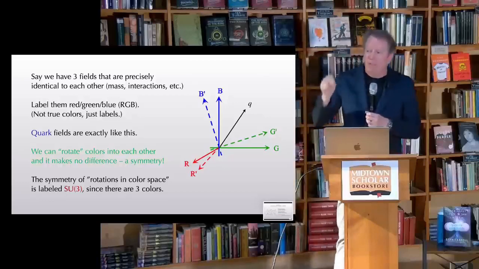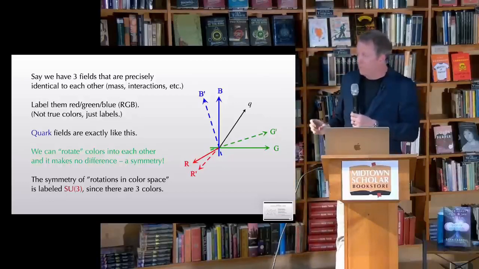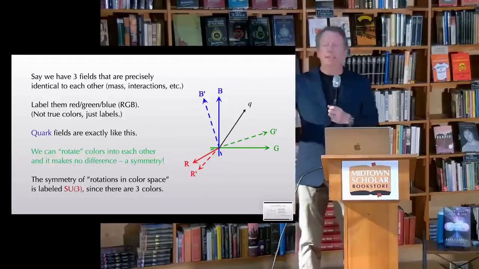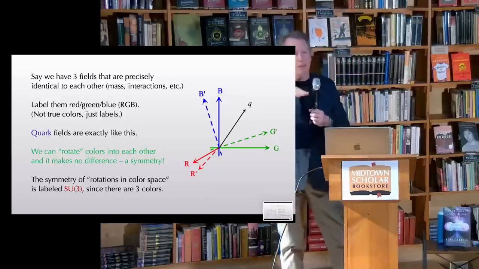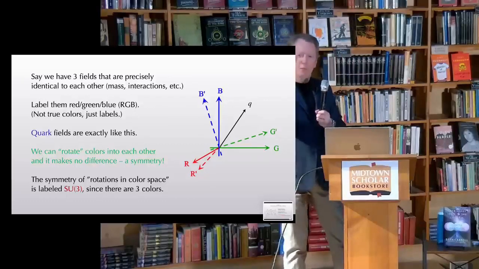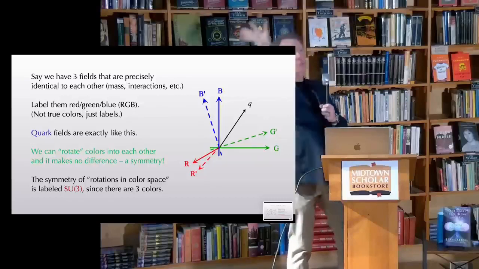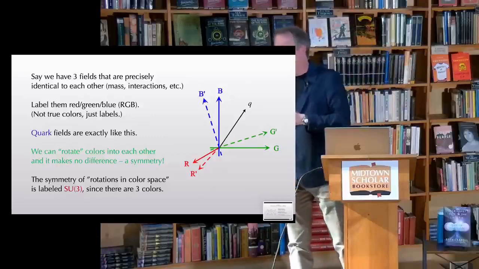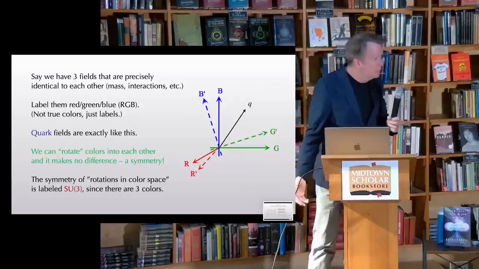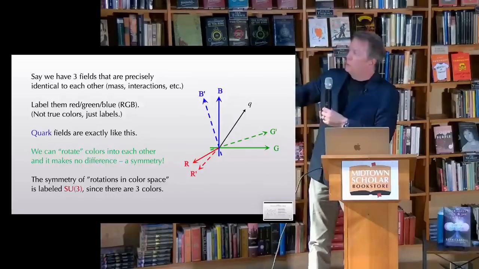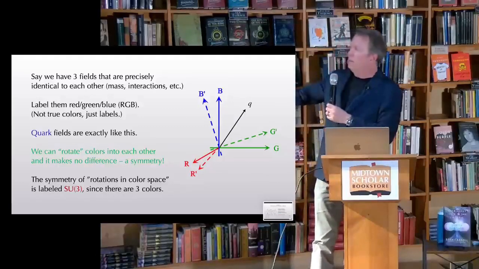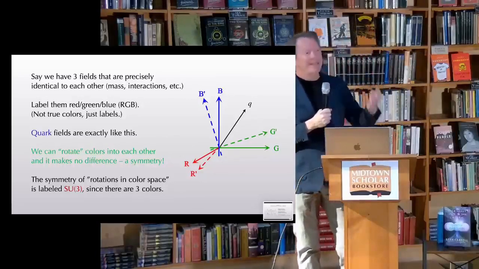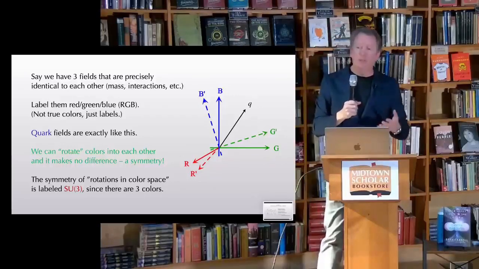Remember, a symmetry is something we can do that doesn't change anything. So, rotating our red, green, and blue axes in color space. This is not real physical space. This is not up, down, left, right, forward, backward. At every point, there are 3 fields, and we're rotating them into each other, not into directions of real space. That initial choice of what to call red, green, and blue was arbitrary. We could change it. I could use R, G, and B. Someone else uses R prime, G prime, B prime. The underlying physics is exactly the same. That's a symmetry. That symmetry is called SU3.